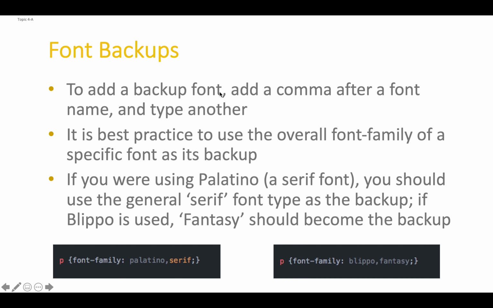To add a backup font, add a comma after a font name and then type another. So if you use a specific font like Palatino, your backup can be any serif font. So it's a good idea to have the comma and then serif as a backup. If you used Blippo as a specific font, then fantasy is the type of font that it is, and that can be your backup.